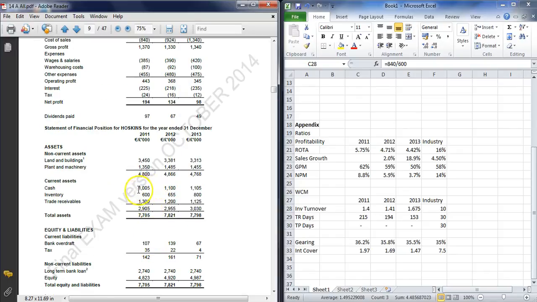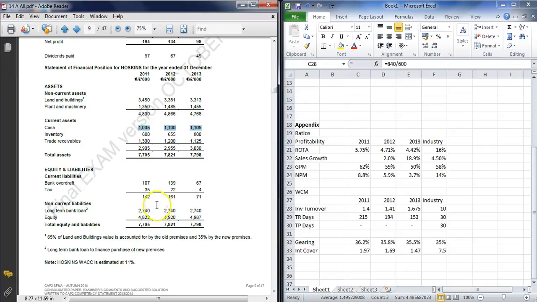Or of course you could recommend using some of the cash that you have to pay down the debt to reduce your interest. But again, the key point was you need to make some recommendation around the gearing level or the interest to reduce it. So either pay off the overdraft, which may be inexpensive in terms of interest cost, or pay down the debt level by selling off the surplus asset, which is the old premises.